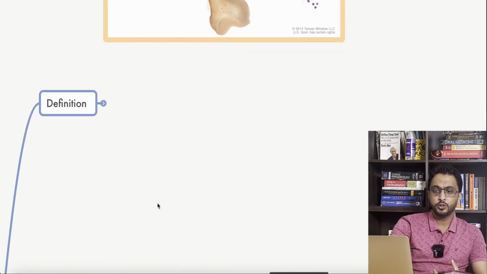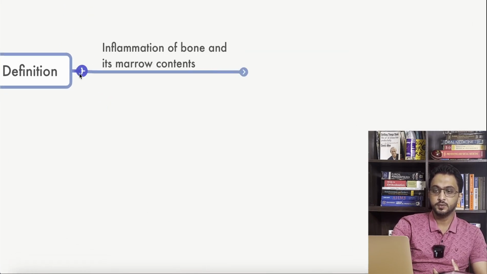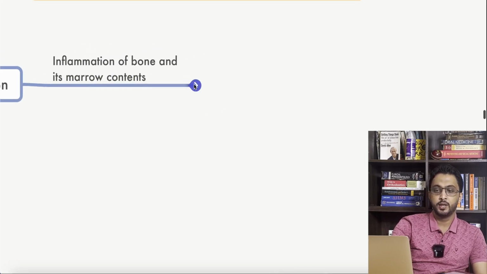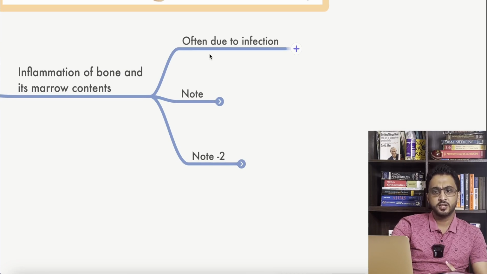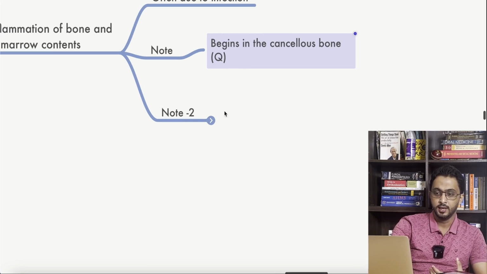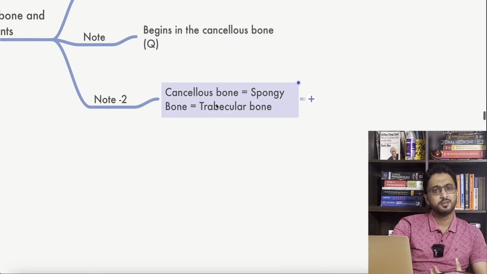If you come to the definition, it's an inflammation of bone marrow and its contents, often due to infection, understandably. And please note, it begins in the cancellous bone and spreads to the cortical bone. People have confusion about this: cancellous bone is the same as spongy bone, the same as trabecular bone. That's basically osteology in anatomy, and I'm not going into details of it.